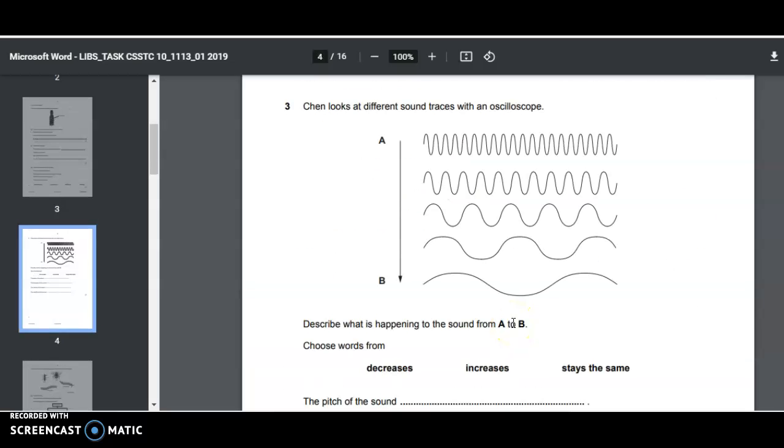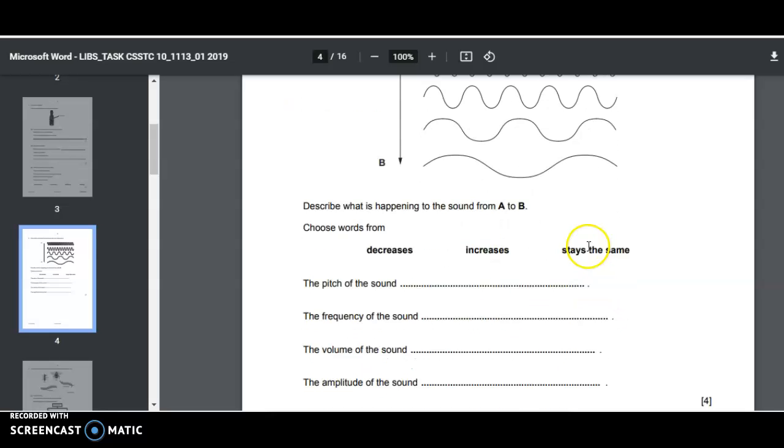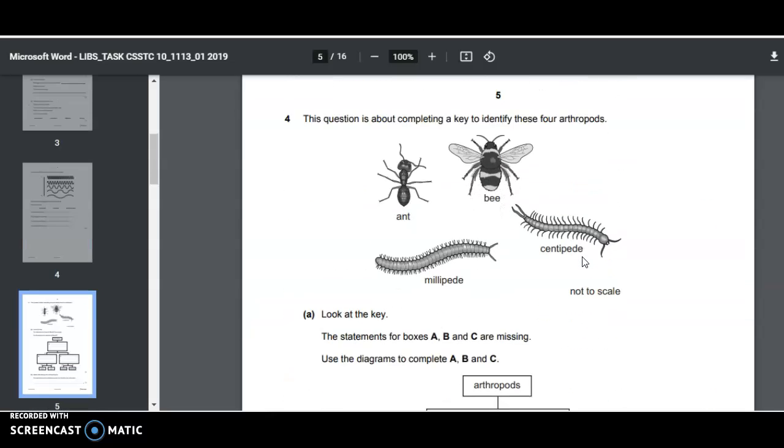I went over question 3 in the previous video, and I really don't know how to go over it anymore. So with this, I'm going to post some more videos and resources to try and help you understand frequency, pitch, and things like that. So let's move on to question 4.